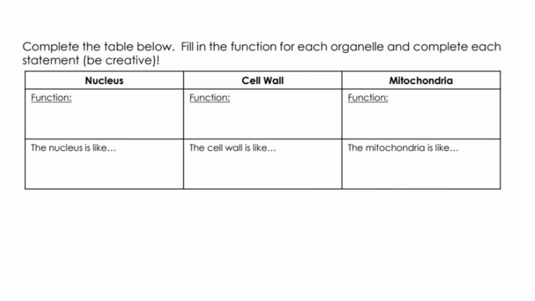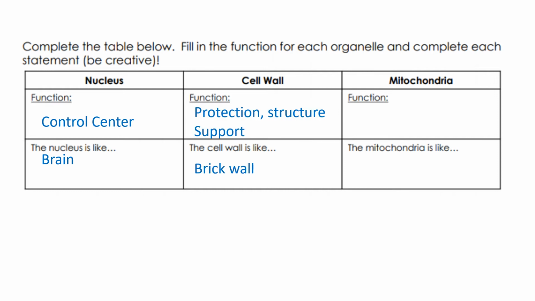So let's talk about the organelles. These are some of the most important ones. In other words, if I had to bet money that you were going to get questions about organelles, these are the 3 that I would bet money on. So a nucleus is the control center, or like the brain of the cell. Then we have the cell wall, which is protection, structure, and support. And it's kind of like a brick wall around the cell. Remember, cell walls are only going to be found in plant cells or bacteria cells because they need that extra protection, structure, and support. And then I have mitochondria. Those are the powerhouse of the cells. They are the ones that are producing energy.